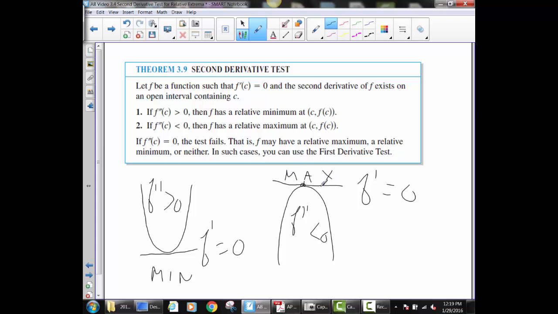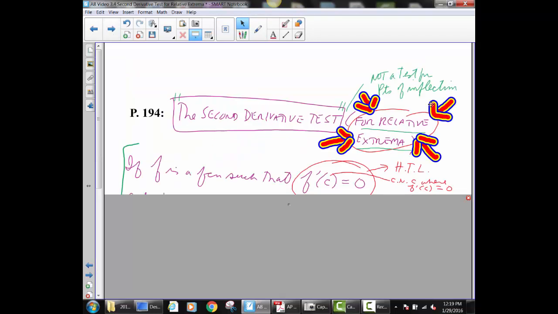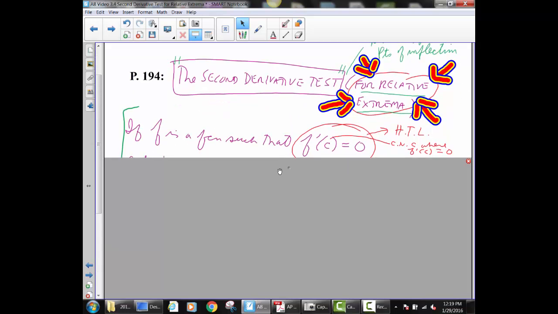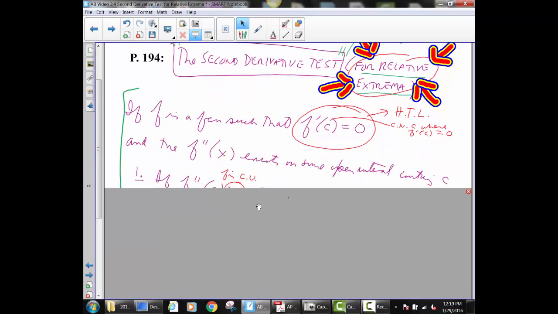So you have to have the first derivative equal to 0, and your second derivative has to be either positive or negative. If it's 0 or doesn't exist, you can't use it. And if your critical number does not make the first derivative equal to 0, you cannot use it. Again, the second derivative test is for relative extrema, not for points of inflection. Keep in mind that if your first derivative is 0 at this critical number, then it's a horizontal tangent line.